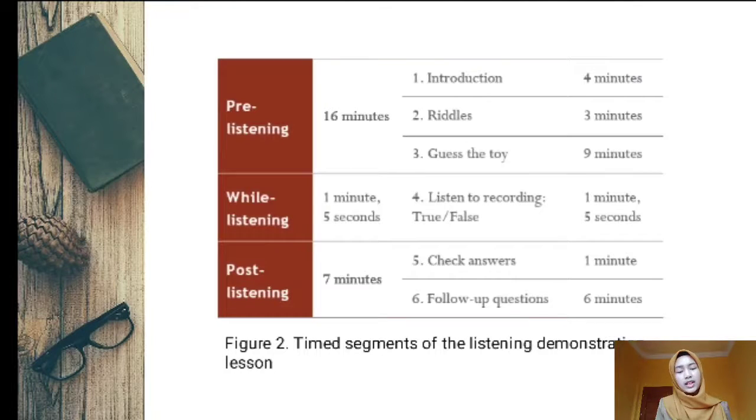Ladies and gentlemen, if the participants of this demonstration lesson had been students and teacher, perhaps the trainer might have played the audio 2 or 3 times. That's an improvement. But even so, pre-listening and post-listening time dominated the lesson.